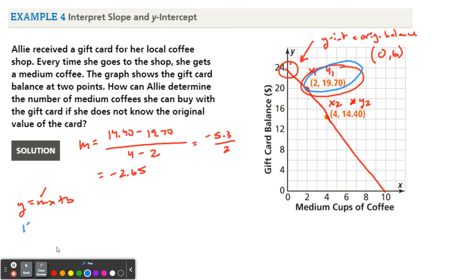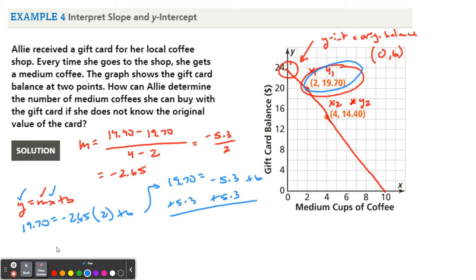So I'm going to put 19.70 equals negative $2.65 times 2 plus b. So again, I replaced y, m, and x with numbers. Let's simplify negative 2.65 times 2. So that's 19.70 equals negative 5.3 plus b. And let's add 5.3. 19.70 plus 5.3 is 25. And that is your b value. That is your original balance.